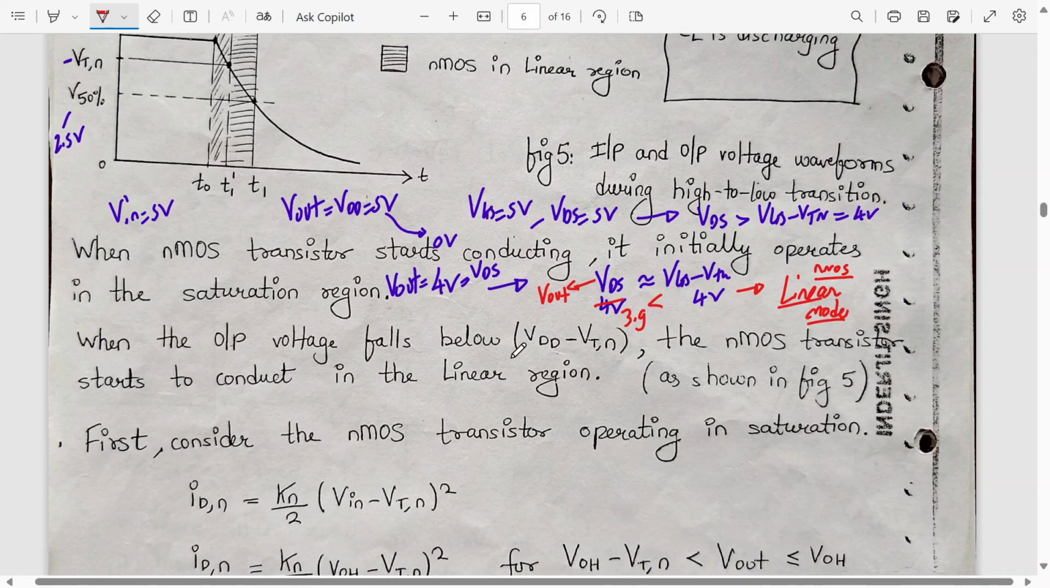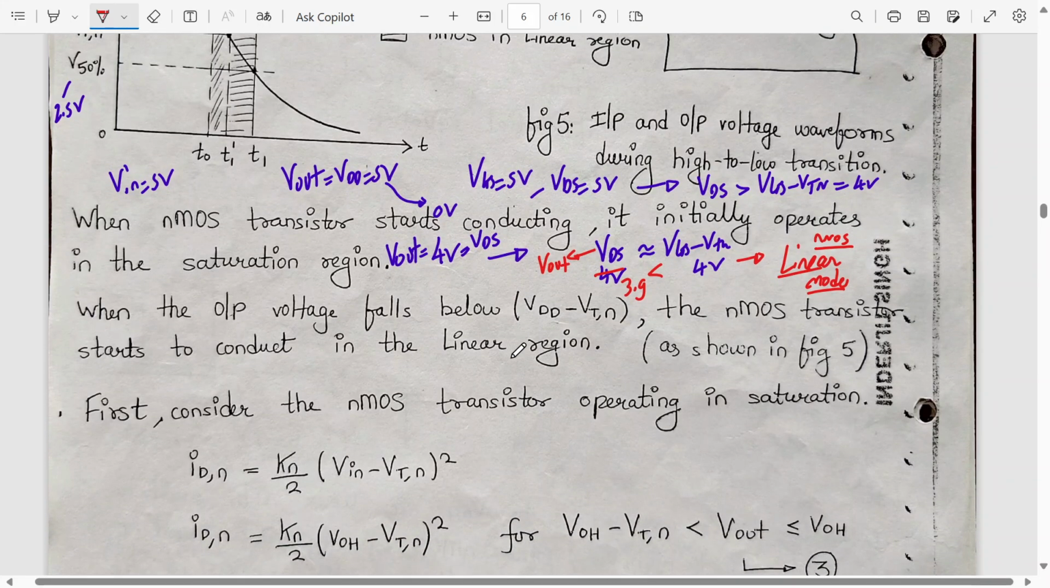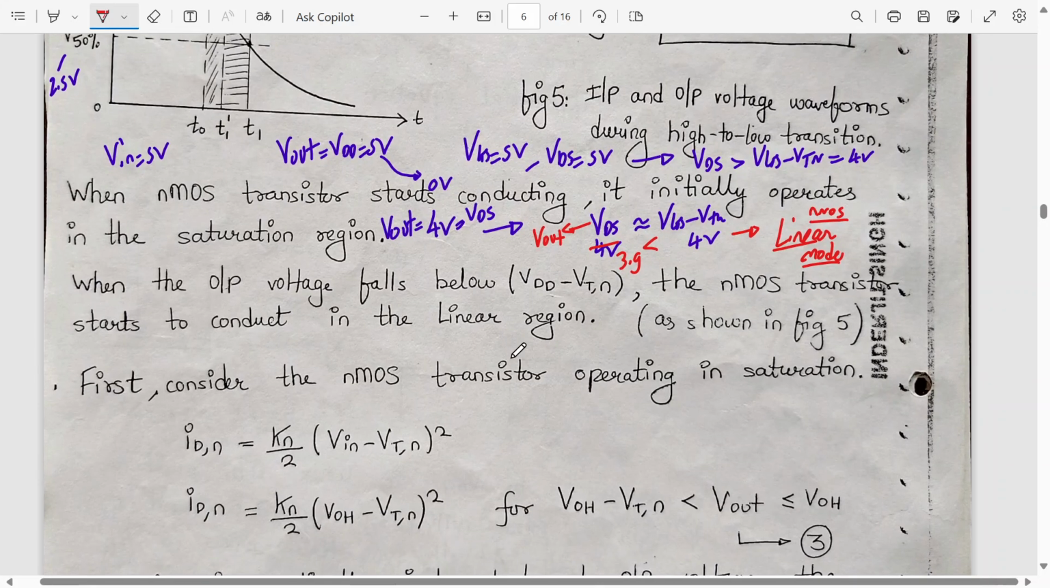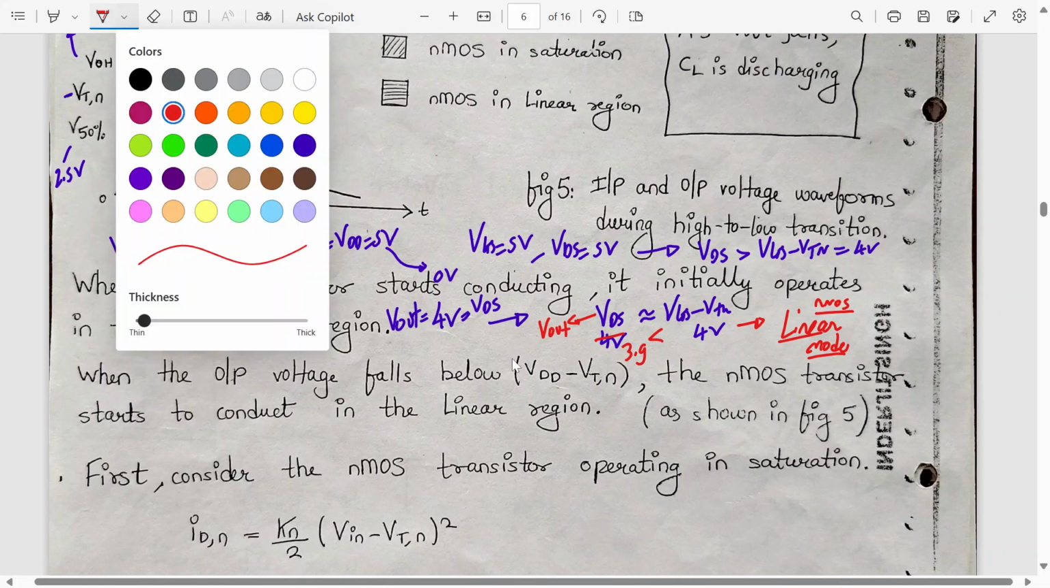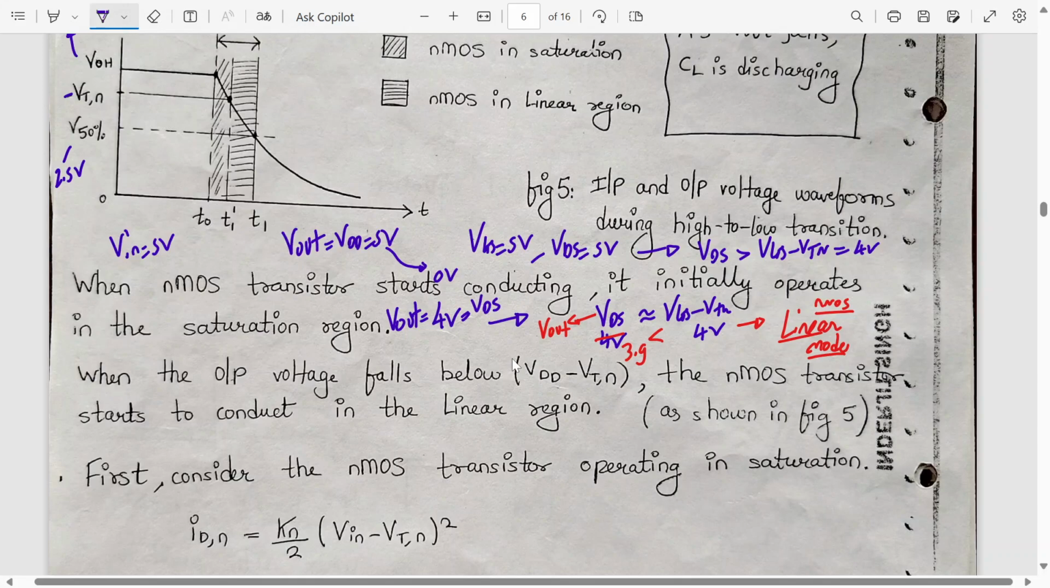Yes, no? Can you at least respond yes or no? Because I am the only one speaking, I don't understand whether you're following or not. So whenever the output voltage falls below VDD minus VT, the NMOS transistor goes into the linear region. Yes?